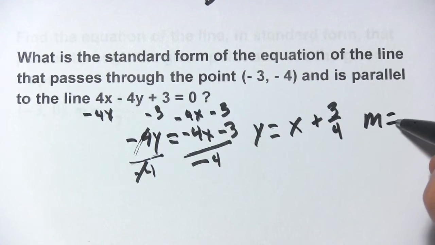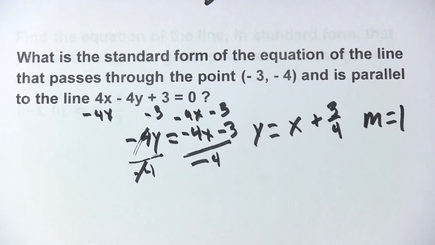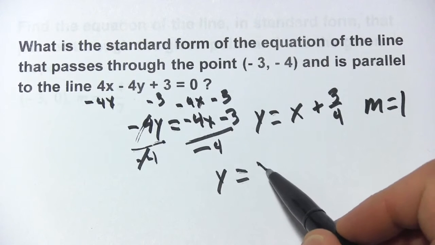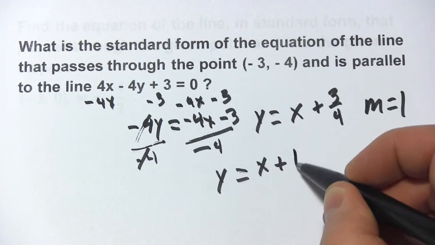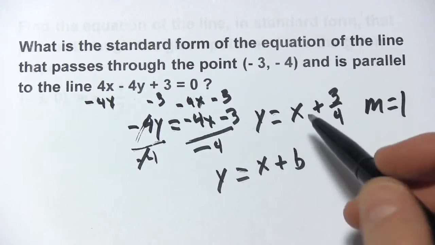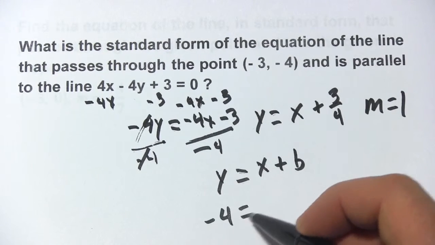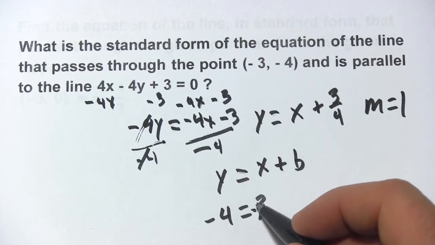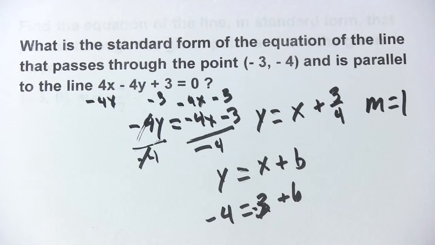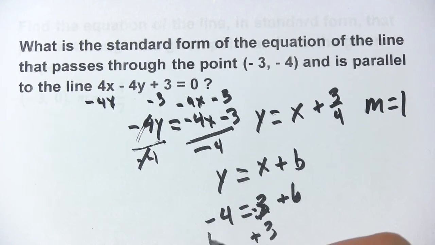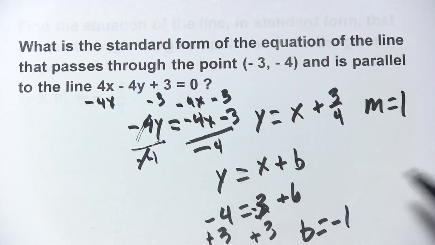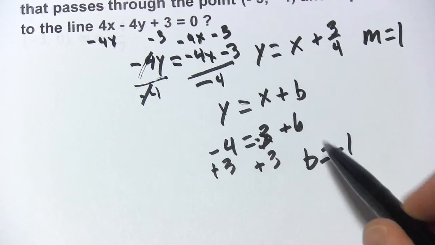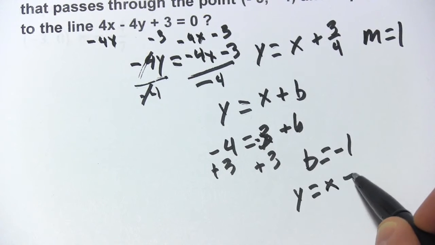So our m, our slope, equals 1. Now I can write it in slope-intercept form. y equals 1, well, I won't even write the 1, x plus b, and let's plug in this point. So y is negative 4, x is negative 3, and then plus b. So I'll add 3 to both sides to get rid of that negative 3, and we get b equals negative 1, which means our final formula is going to be y equals x minus 1.